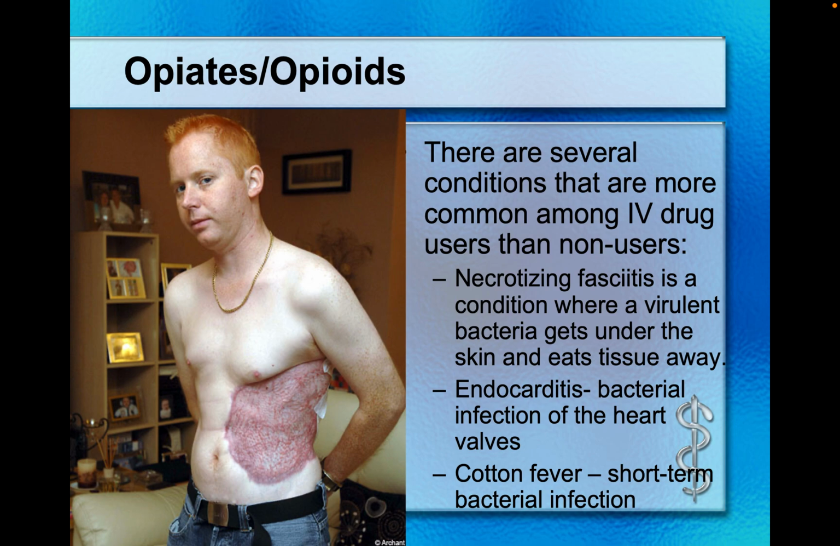Now, there are several conditions that are more common among IV drug users than non-users. Necrotizing fasciitis is a condition where a virulent bacteria gets under the skin and eats tissue away, and that's what's happened here. Endocarditis, bacterial infection of the heart valves, and cotton fever, short-term bacterial infection. And this is an individual from Scotland.